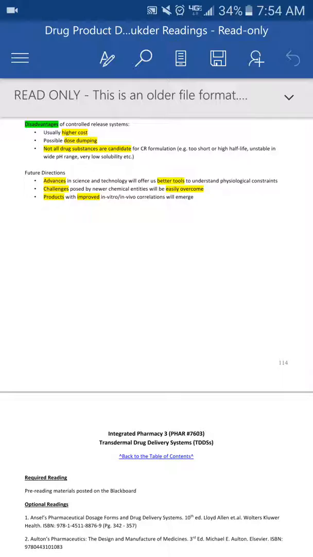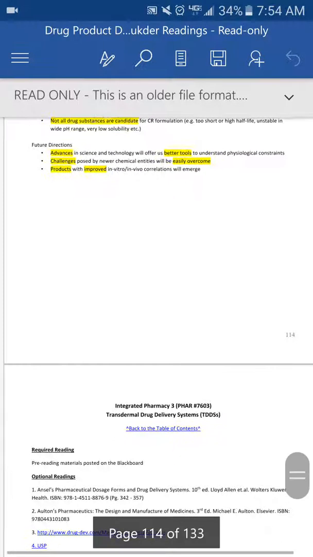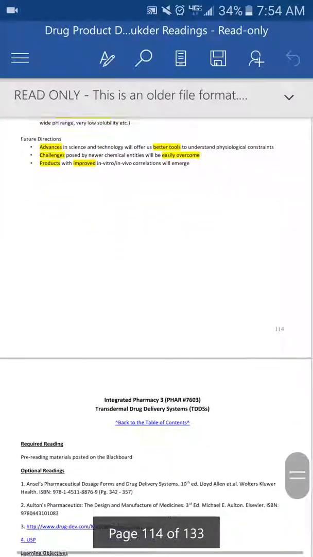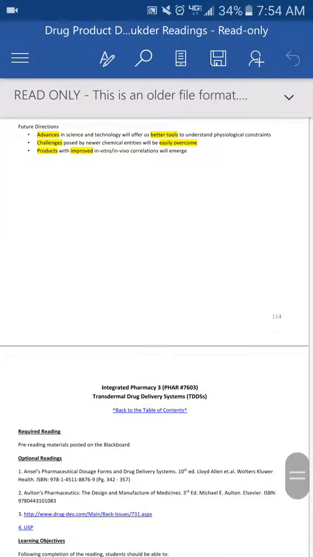Not all drug substances are candidates for controlled release. So let's talk about some future directions you can go with controlled release systems. There are a lot of ways you can go. They're coming up with all kinds of fancy new drug delivery systems for controlled release formulations all the time. So if you can find someone who has a fancy new idea of how to give a particular drug to someone, then you'll be super, super rich.